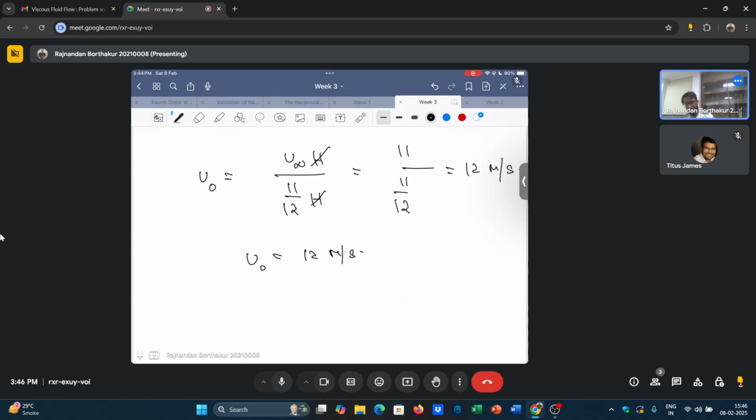In your assignment, the accepted range of u naught for which you will get marks, if I correctly remember, is between 10 to 15. So if you are doing the math correctly, you should exactly get 12 meter per second. But if there is still some anomaly, even if your answer lies between 11 and 15, you would still get the marks. That's the thing.